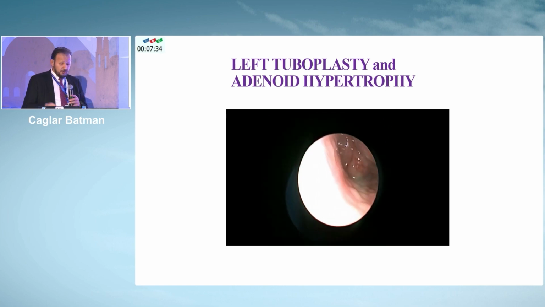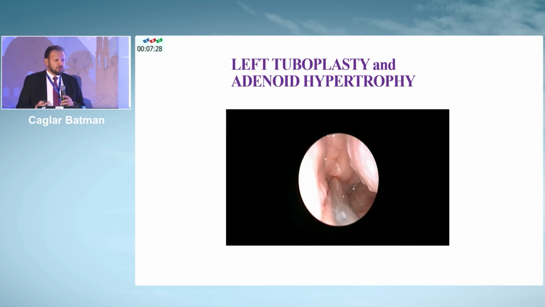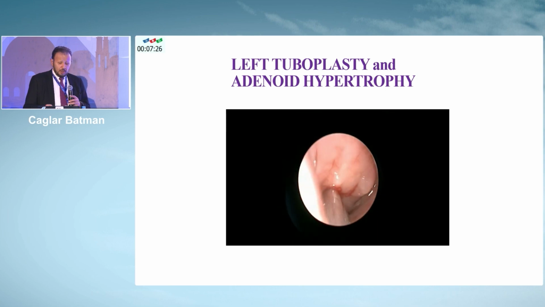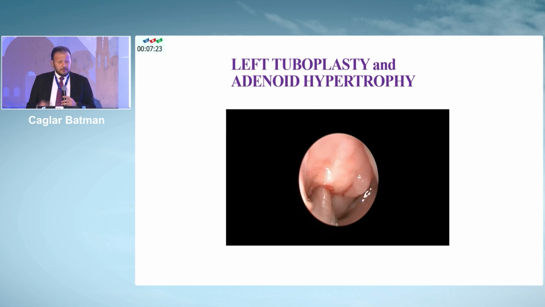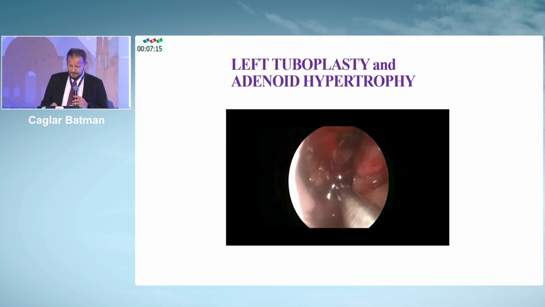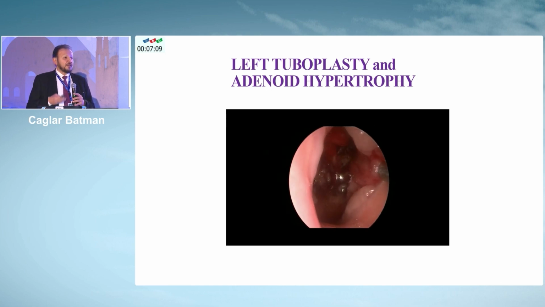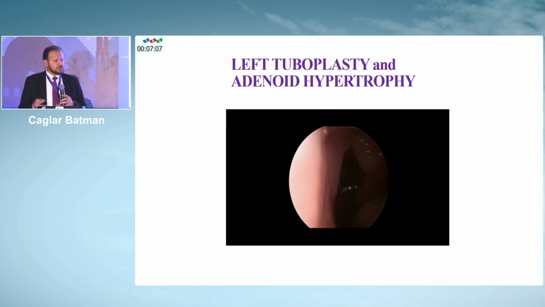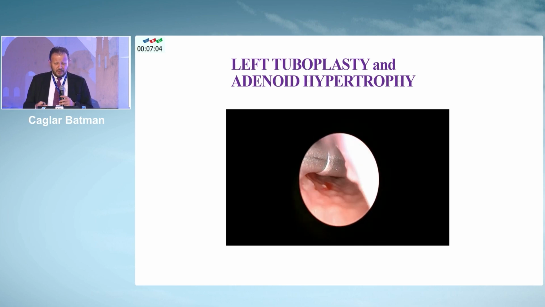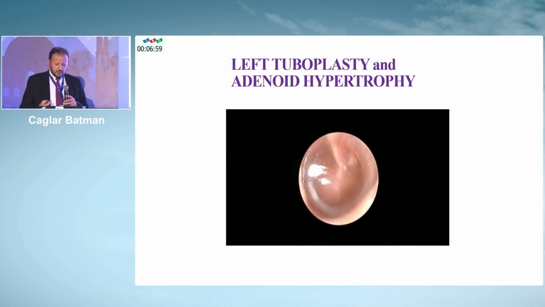tuboplasty with adenoid hypertrophy. You see, adenoid tissue is too big, and even you couldn't enter the Eustachian tube in case of adenoid tissue. So what we had to do is first we have to remove that adenoid tissue, as you see, and then enter the Eustachian tube safely. And once we enter the Eustachian tube, I'm just controlling with endoscopy, controlling the eardrum and seeing if this tuboplasty is efficient or not.